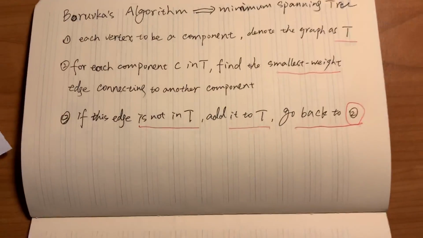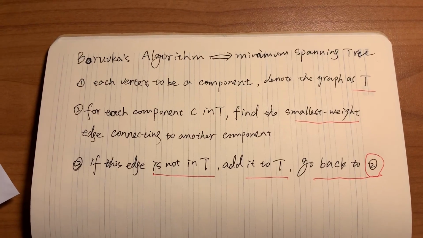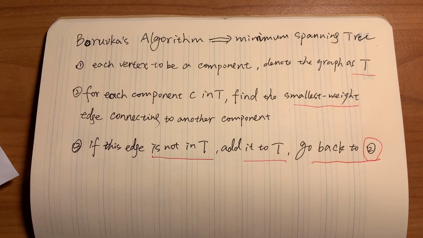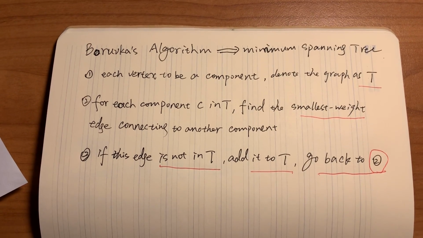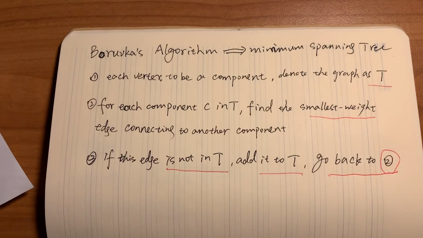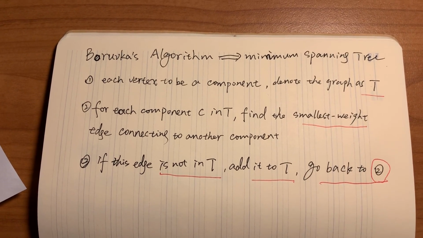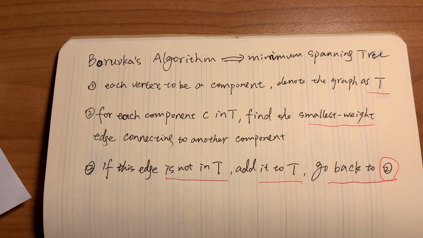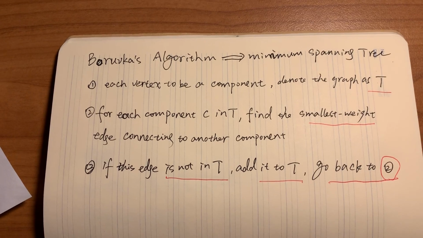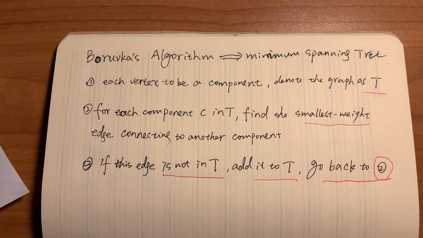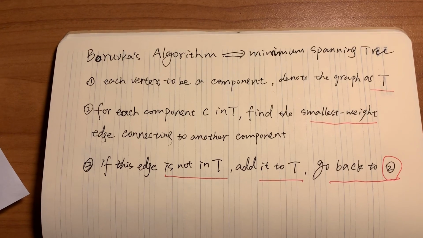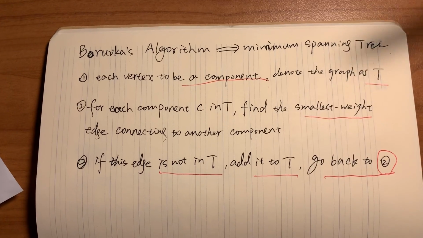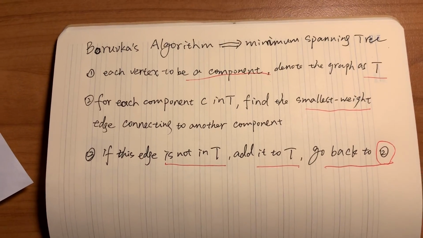Hey guys, today I'm going to introduce Boruvka's algorithm to find the minimum spanning tree. So how do we do this? Basically, in a given undirected connected graph G, we take three steps. The first one is we take every vertex as a component, and we denote the new graph as T.